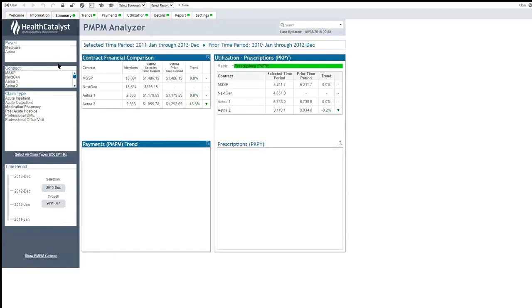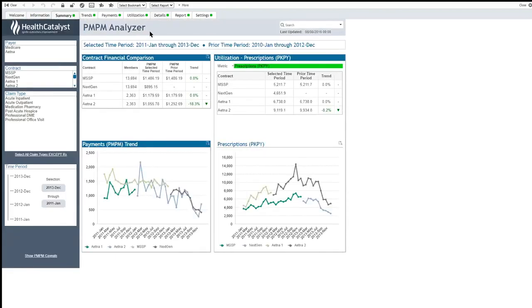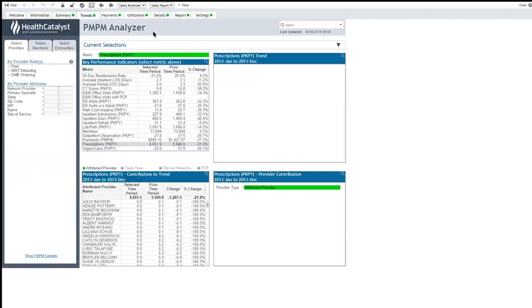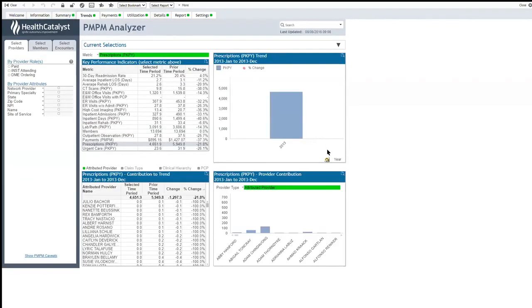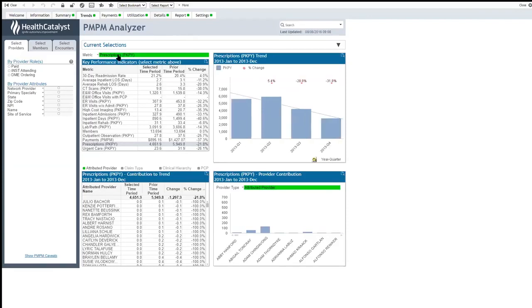So with most of the accelerators that we build at HealthCatalyst, we start off with a summary tab to show the high-level summary data that an executive might be interested in. Immediately, comparisons can be made between different at-risk contracts. And then starting to drill down into some of the numbers, we can see trends over time. We can see for any number of these 18 metrics, how they do over each quarter. We can also see the attributed providers or PCPs, for example, who are contributing to these numbers.